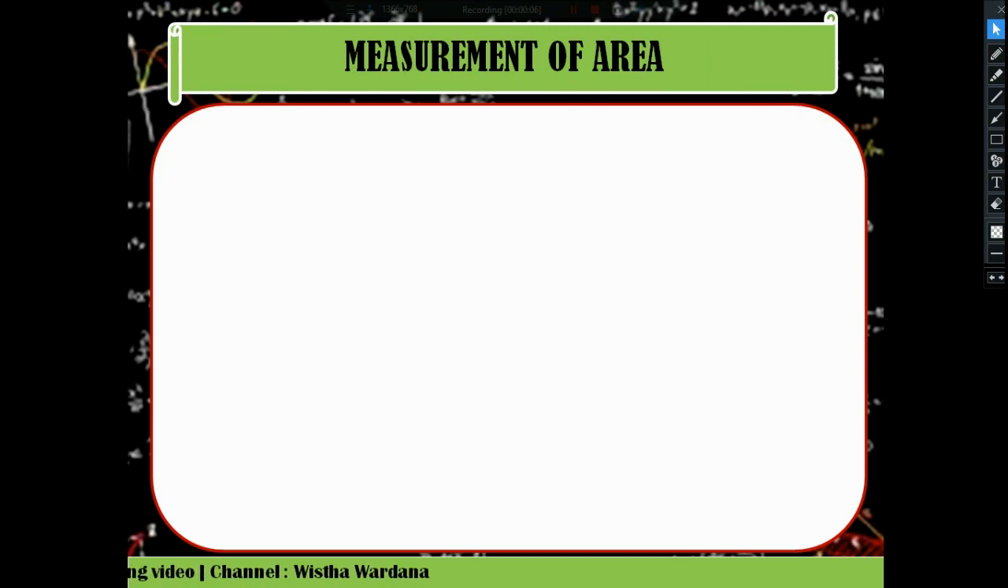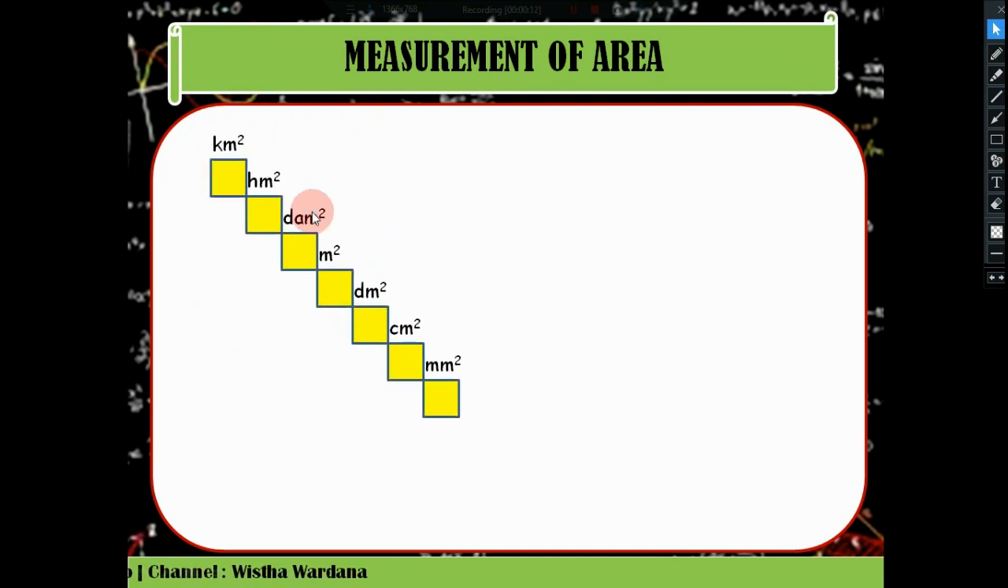The third one is about measurement of area. Similar to measurement of length, we use kilometer, hectometer, decameter, meter until millimeter also in this measurement. But we get the power of 2 in every measurement. So you can say square of kilometer, square of hectometer, square of decameter, square of meter, square of decimeter, square of centimeter, and square of millimeter.